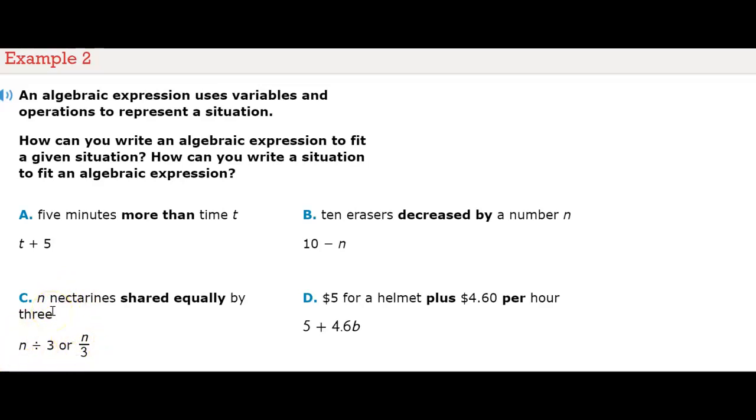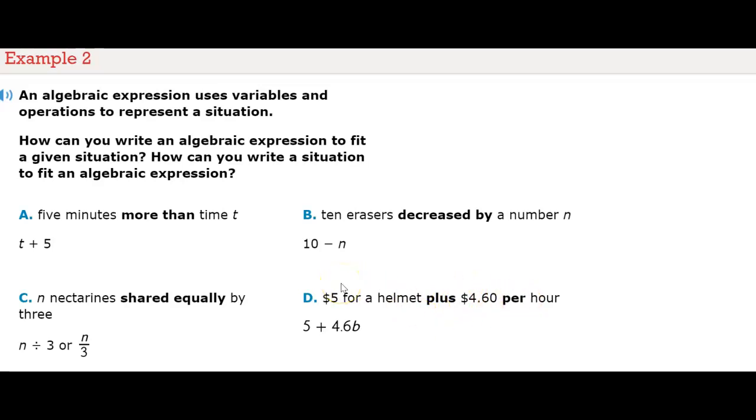The nectarines is the object or fruit we're sharing, so that goes first, and then we're dividing that by 3. Let's say 3 friends are sharing the nectarines, so it's divided by 3, and you can write it that way, or you can put it as a fraction, and I've talked a lot about that. Fractions also represent division. D, $5 for a helmet plus the $4.60 per hour.